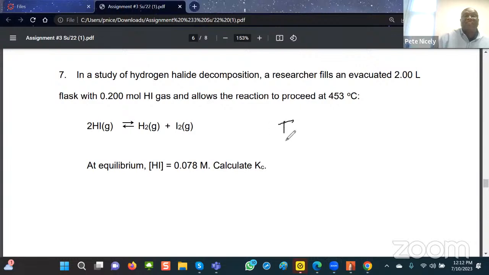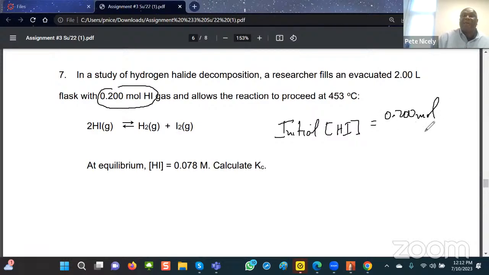So the initial concentration of hydrogen iodide would be equal to the moles of the hydrogen iodide, which is given here. So that would be 0.200 moles. And I would divide it by the volume, which is given here. So that's 2.00 liters. And I would work that out. And when I did that, I got 0.100 M, all right?